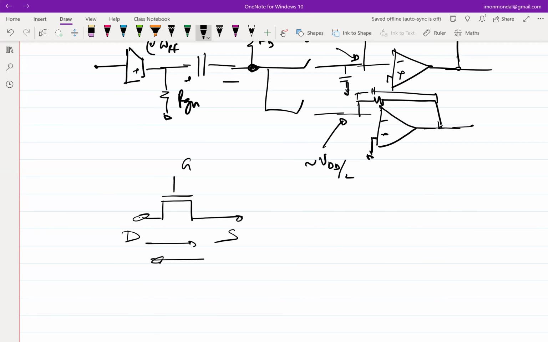Shorting, right? So essentially you connect it to ground, right? So that's the safest option. If you have a PMOS, you connect it to VDD. So basically you would want it to be connected to the lowest potential in case of a NMOS, or the highest potential in case of a PMOS. Right? Make sense?